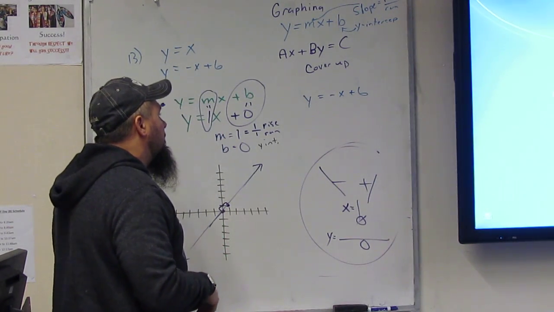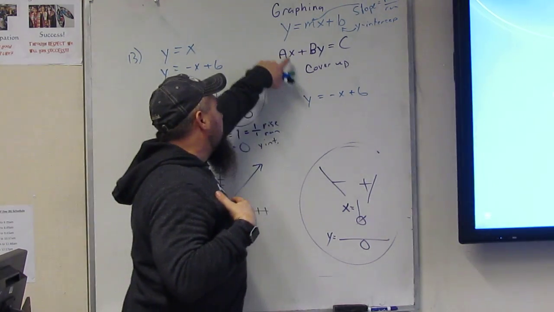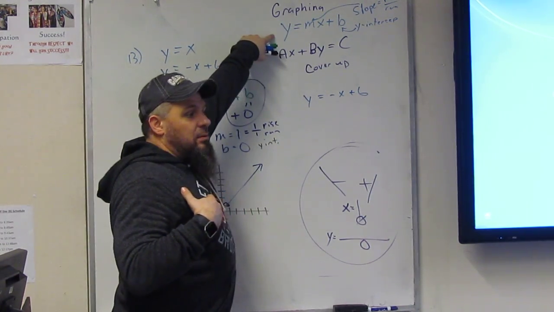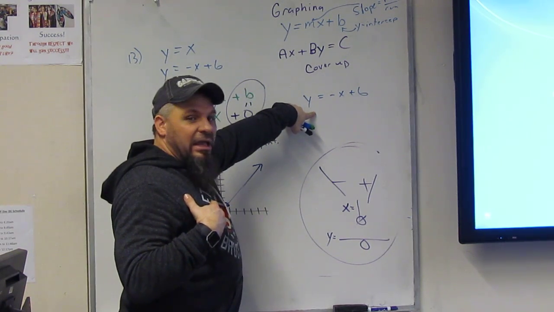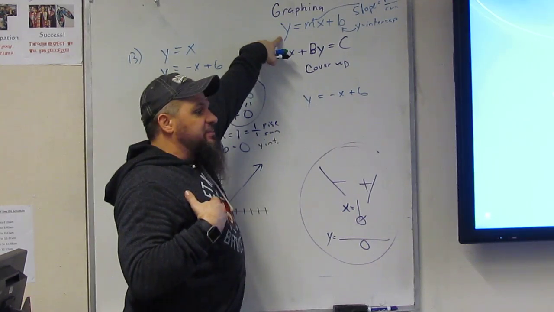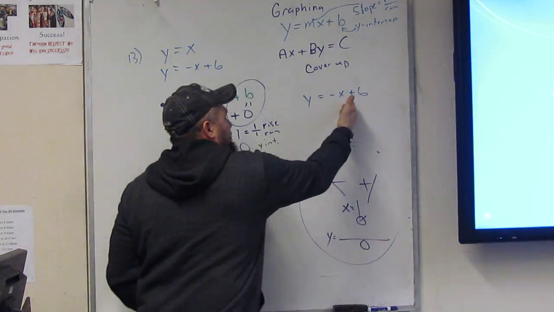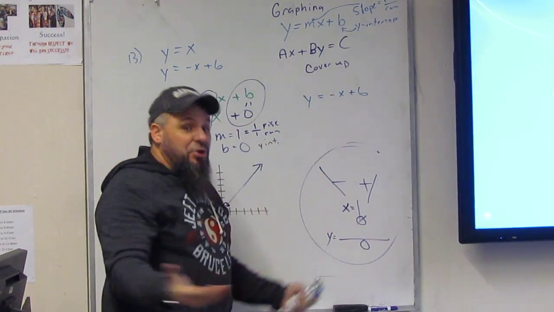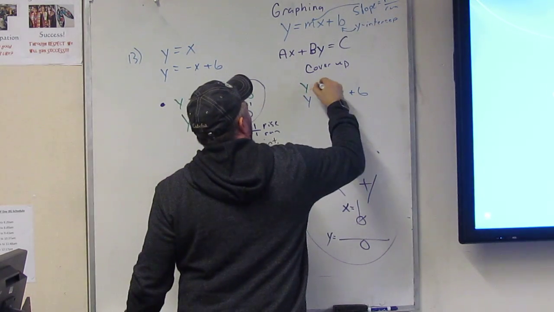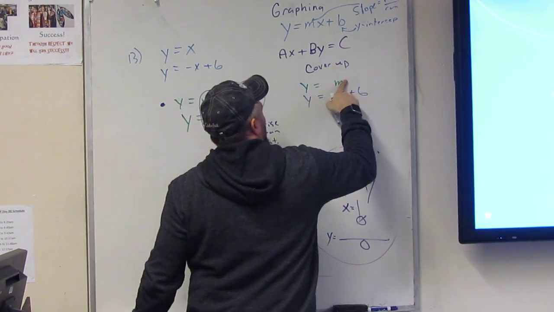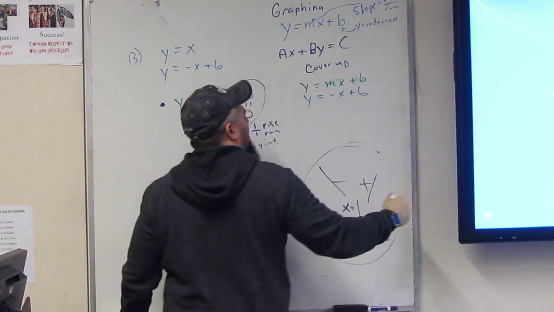Alright, so what's our equation to solve this? Are we going to use this one or this one? The cover up to solve this? Yeah. It's already in y equals mx plus b form. Why not use y equals mx plus b? Then I have to use cover up, I have to move the x. I mean, we could, but why not just use what it gives me? Y equals mx plus b. Okay?